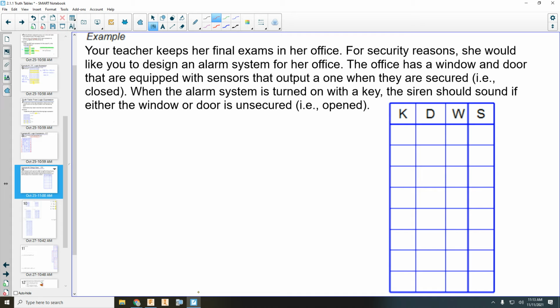It has a window and a door that are equipped with sensors that output a 1 when they're secured. And when the system is turned on with a key, the siren should sound if either the window or door is not secured or open. Okay, so I guess we have to figure out when we're going to have a siren. Oh, I messed up. So we need to fill out our truth table.